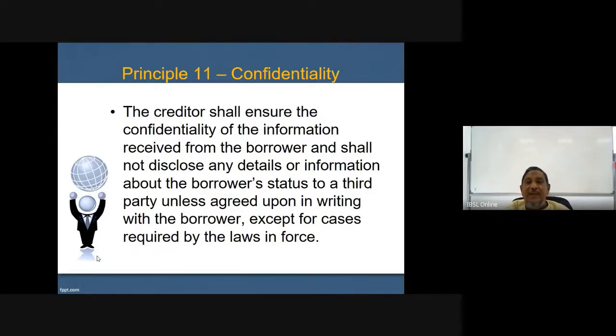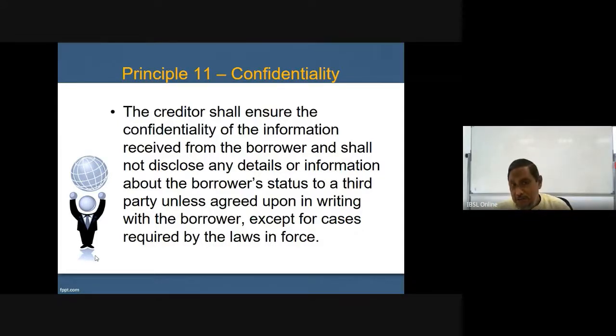The 11th one is the creditor shall ensure the confidentiality of the information received from the borrower and shall not disclose any details or information about the borrower's status to a third party unless agreed upon in writing with the borrower, except for cases required by the laws in force. Right. Maintain the confidentiality, the secrecy of the borrower customer. It's a duty of the banker. In any case, the bankers are liable for maintaining confidentiality.